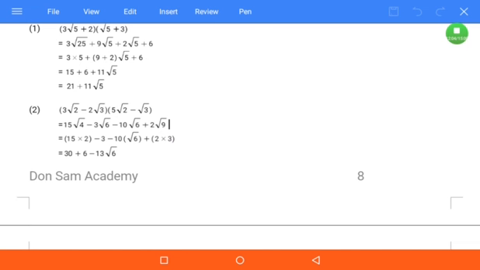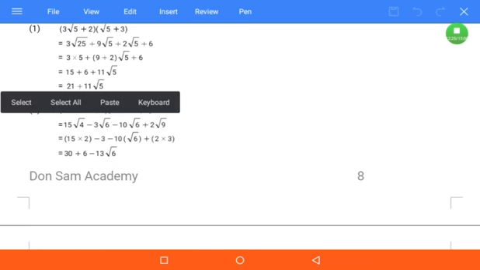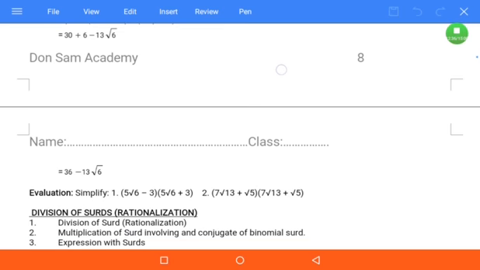So we have 15 times 2. Root 4 is 2. Now we have minus 3 root 6 minus 10 root 6, that will give us what? Minus 13 root 6. Then you have plus 2 root 9. Can you see that? But root 9 is 3. So 2 times 3, 6. So you have 6 there. Then you have 30 plus 6. That will give us what? 36 minus 13 root 6, which is our answer.